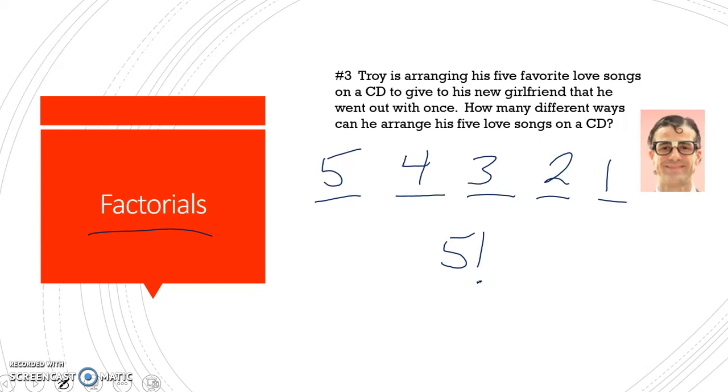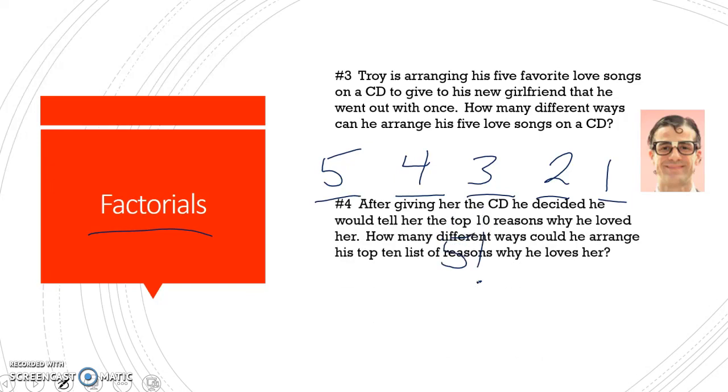Yes, 120 different ways. All right, so number 1 is 120. And then after giving her the CD, he decided he would tell her the top 10 reasons why he loved her. How many different ways could he arrange his top 10 list of reasons why he loved her?